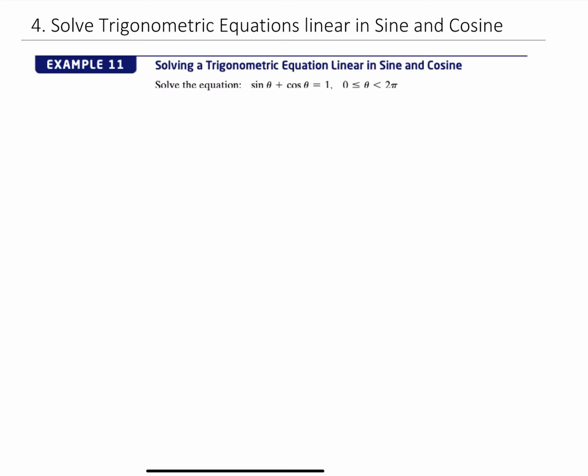Alright, so we have the sine of theta plus the cosine of theta equals 1. And we want all solutions that are in between 0 and 2 pi. So what can we do here? It's hard to see which identities we should use. One trick that we can do is to square both sides of this equation. So let's square the left side, sine of theta plus cosine theta. Let's square that side, and we can also square the right side.